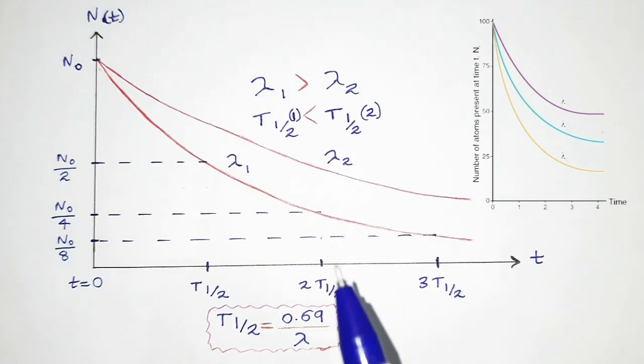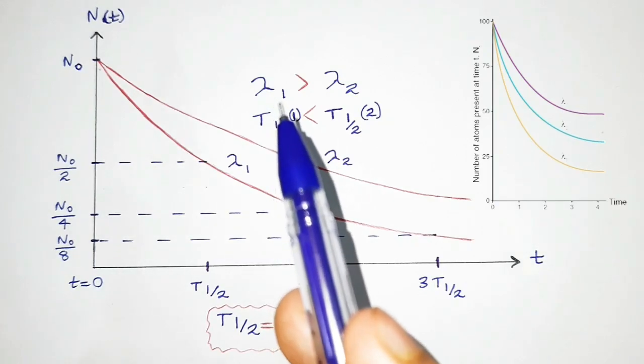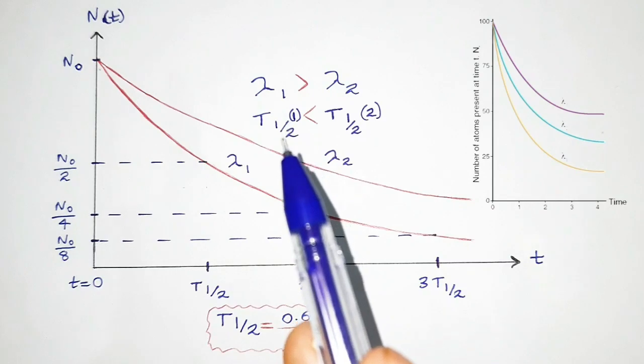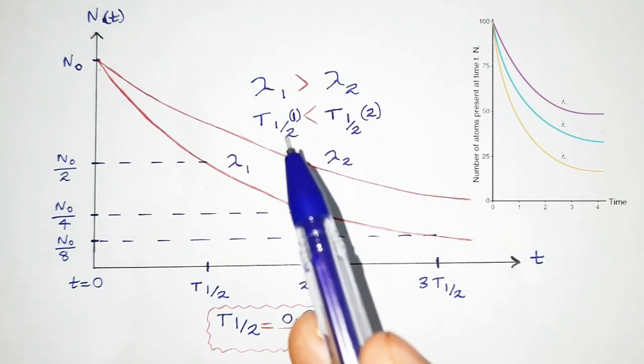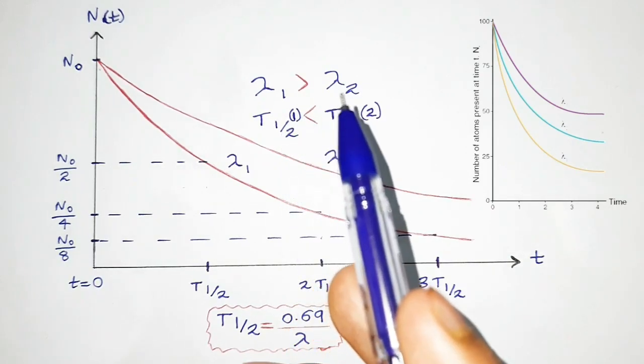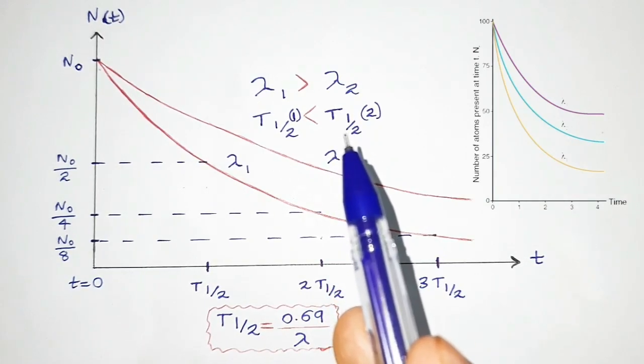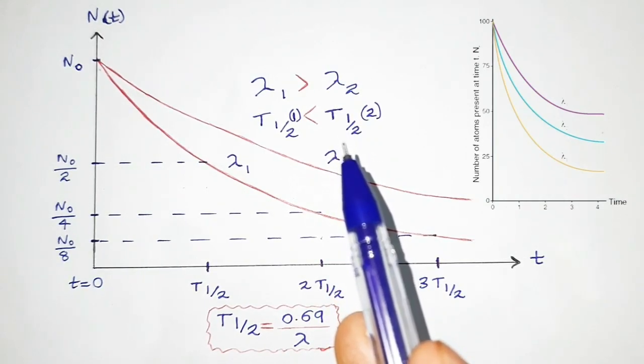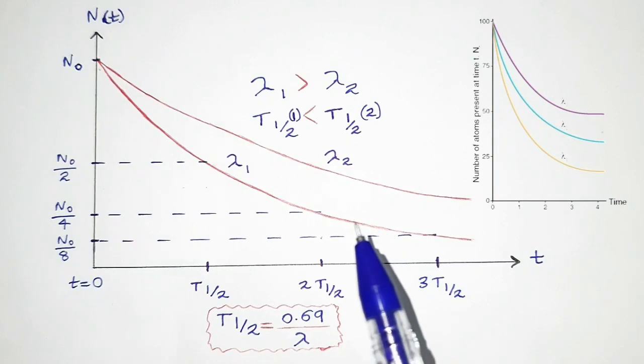So from the equation T half is equal to 0.69 over lambda, we can observe that the half-life time is inversely proportional to the decay constant. So when the decay constant is larger, we can observe a lesser half-life time, and when the decay constant is smaller, we can observe a greater half-life time. That can be denoted from the following decay curve.